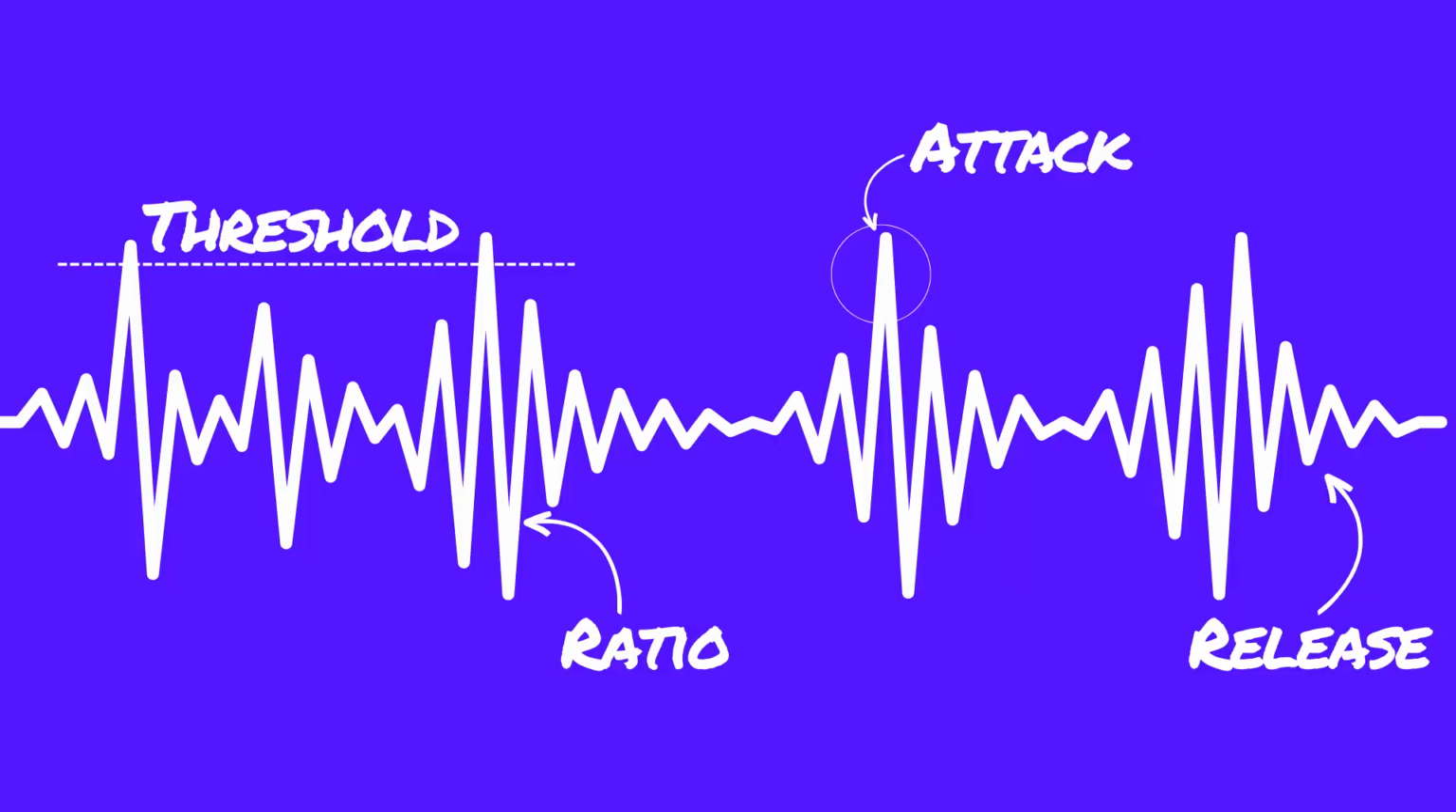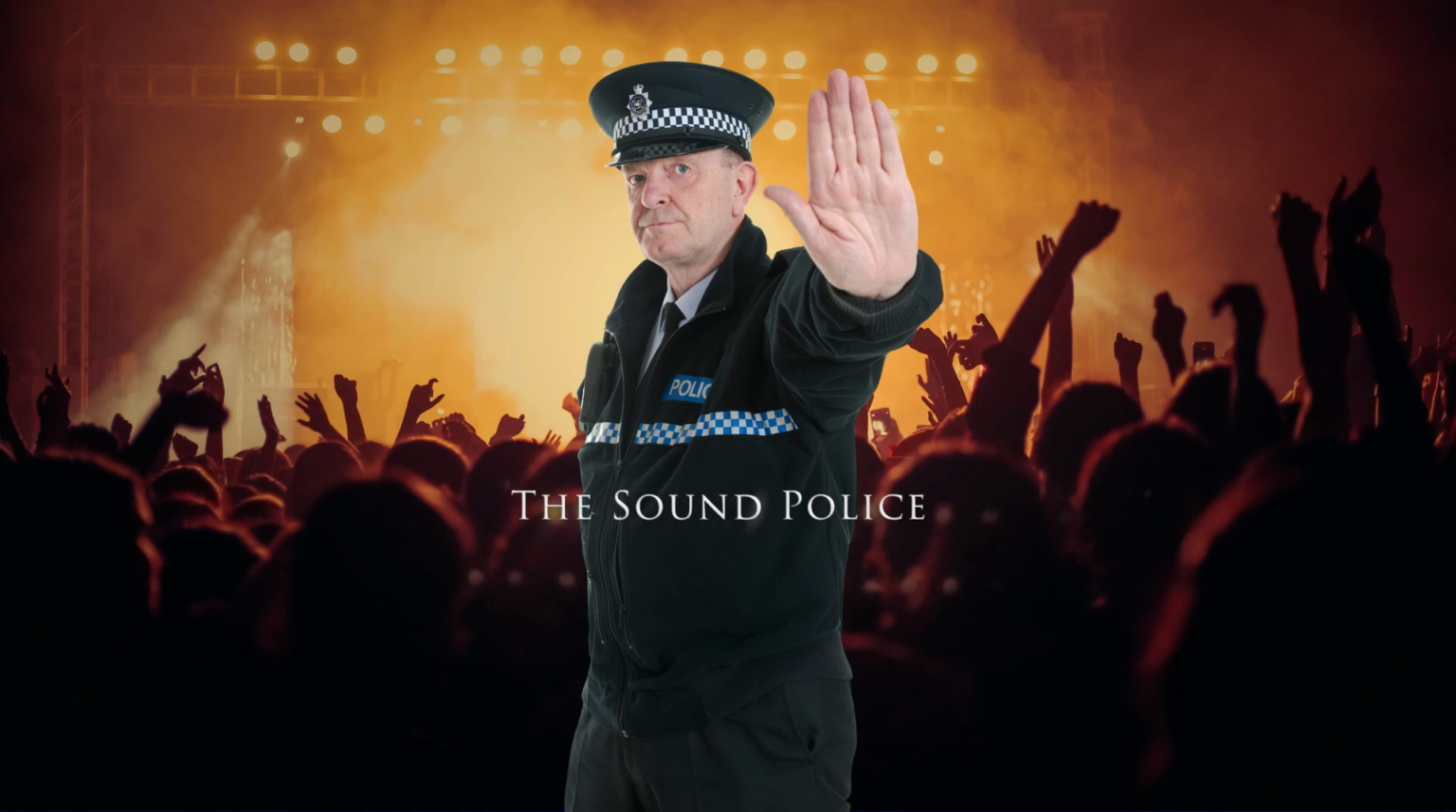So there you have it. An audio compressor is like the sound police for sound waves. It helps keep the sound levels consistent and prevents any one part from getting too loud or too quiet. Basically, it keeps the sound levels in check and in line. And the buttons and knobs control the threshold, the ratio, the attack, and release of the compressor. Just remember, don't get too rowdy or you might get arrested by the sound police.